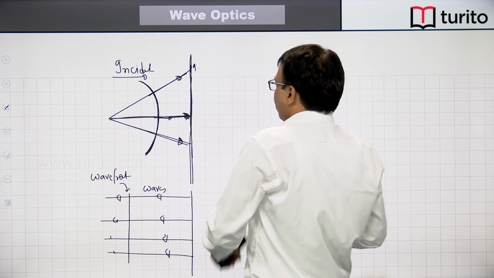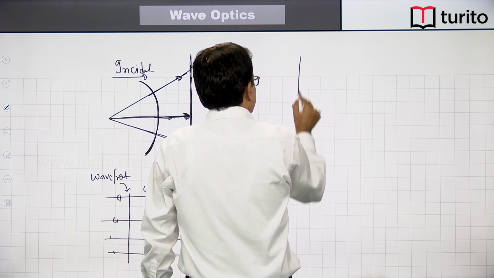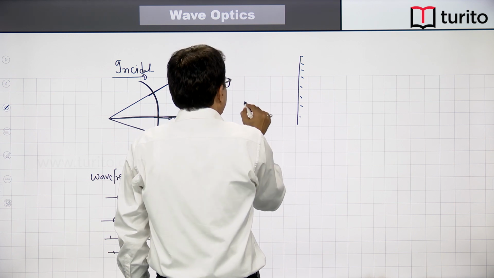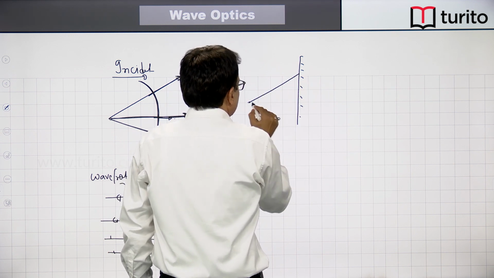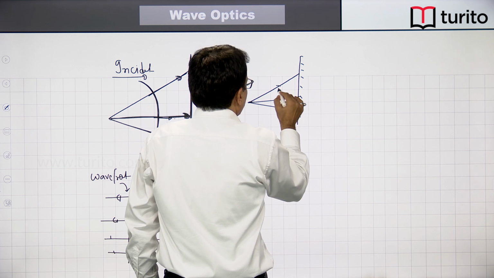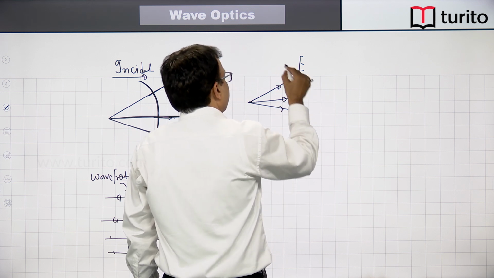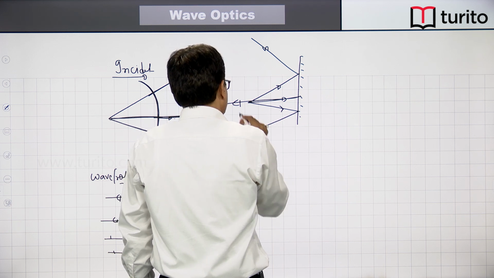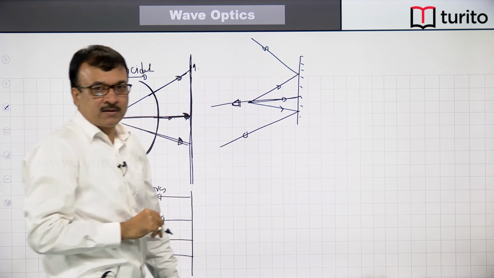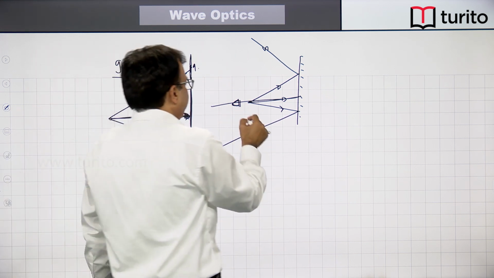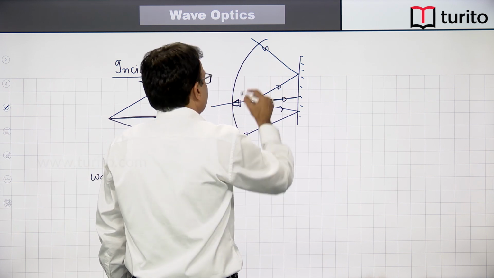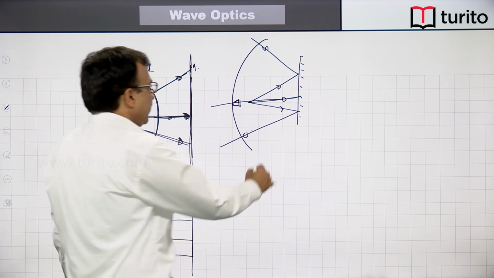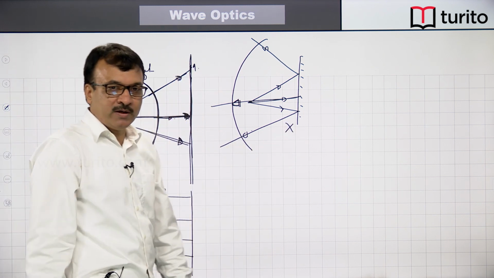Let us consider a plane mirror first. If we consider a plane mirror and these kind of diverging rays are falling on the plane mirror, then what happens? These rays will, after reflection, go like this. Okay. So the wavefront will be in this shape. It can't be a plane wavefront. So plane mirror is not a possibility.